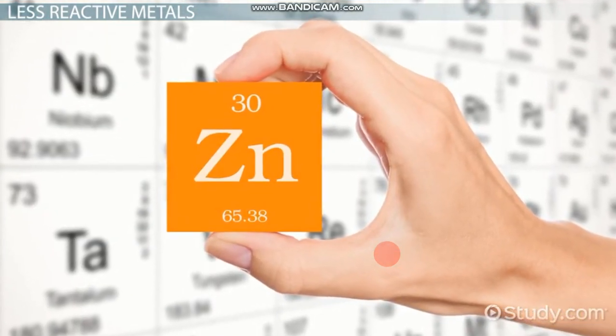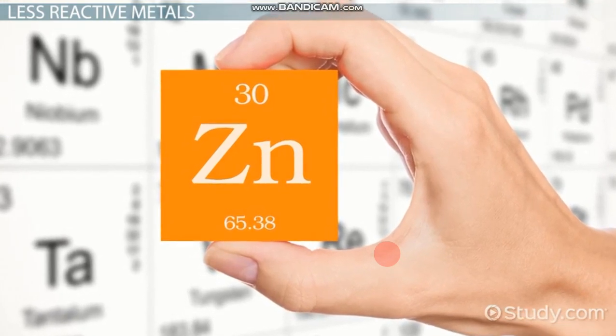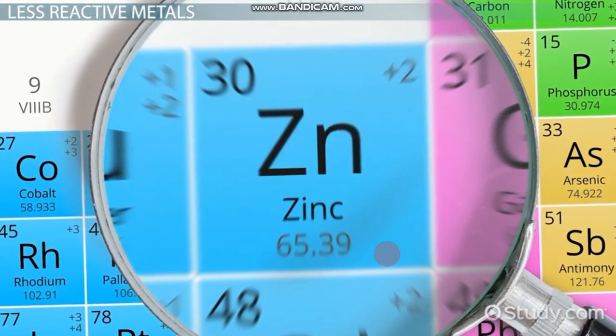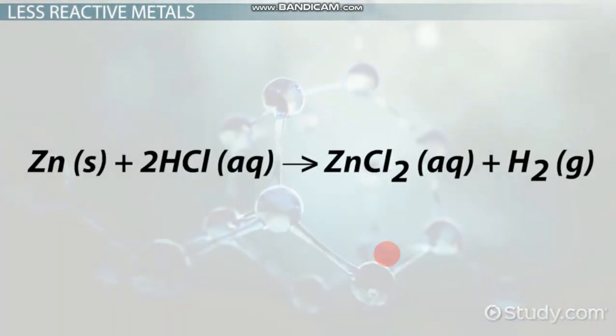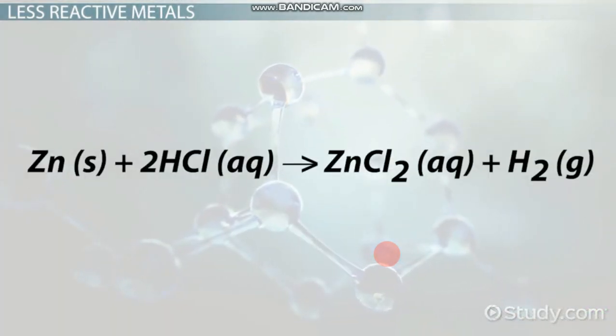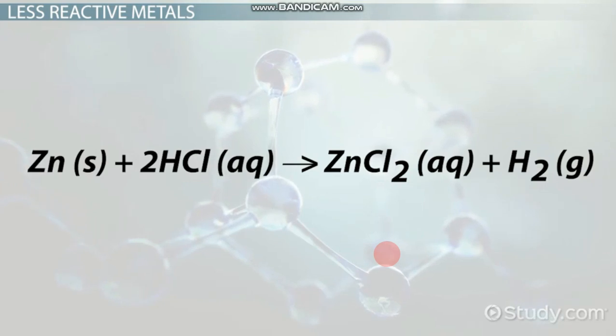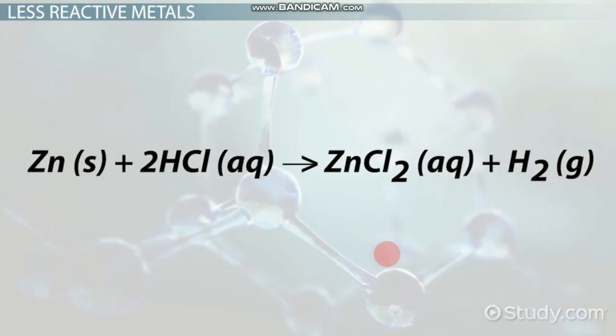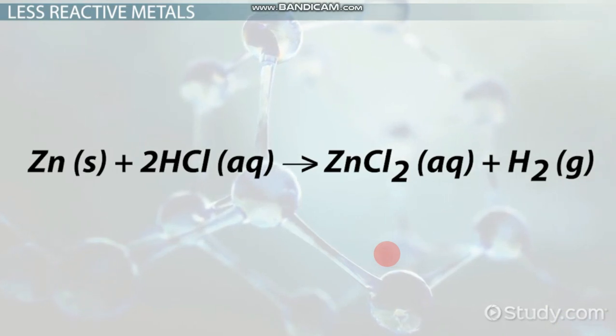Zinc reacts with dilute acids, and we'll see the same electron transfer in this reaction as we did when sodium reacted with a dilute acid. Zinc starts as a neutral atom and ends up with a +2 charge due to its losing 2 electrons to 2 hydrogen atoms. Let's look at zinc's reaction with dilute hydrochloric acid.